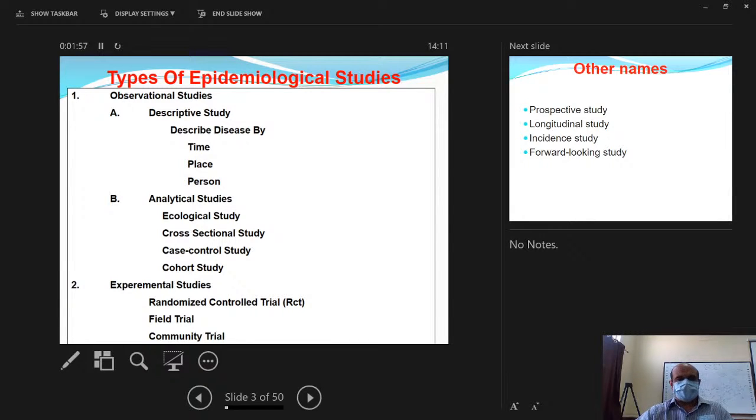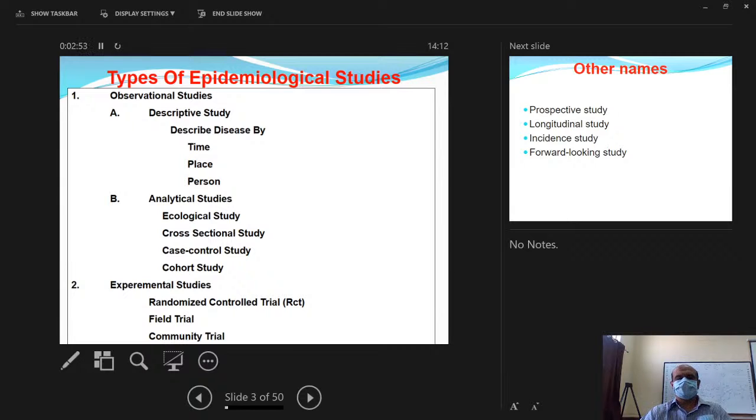Now, observational studies are of two types, mainly descriptive and analytical. Descriptive studies describe disease by time, place, and person. How do we do descriptive analysis? We describe any disease like hypertension, diabetes, or cardiovascular diseases by time, in which time it's occurring, place, in which place it's occurring, and person, meaning the population. Now coming to analytical studies: ecological study, cross-sectional study, case control study, and cohort study.